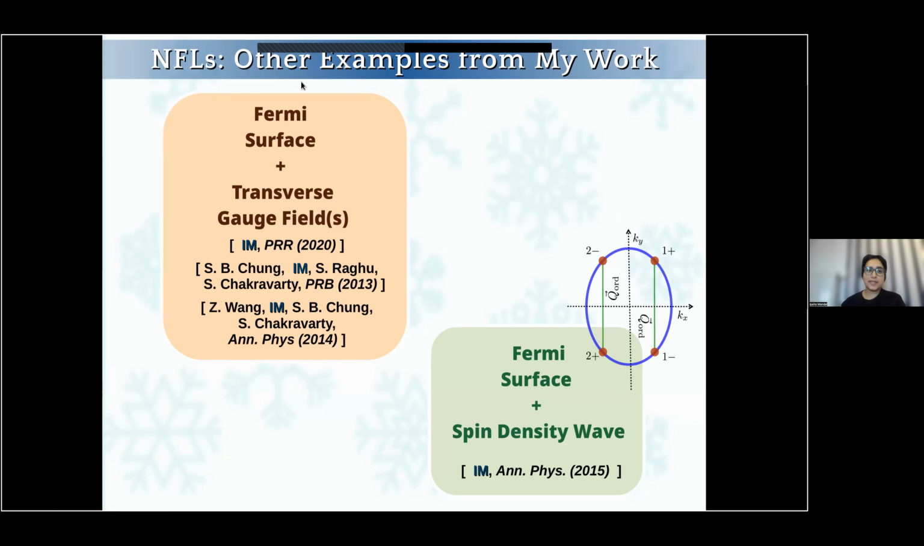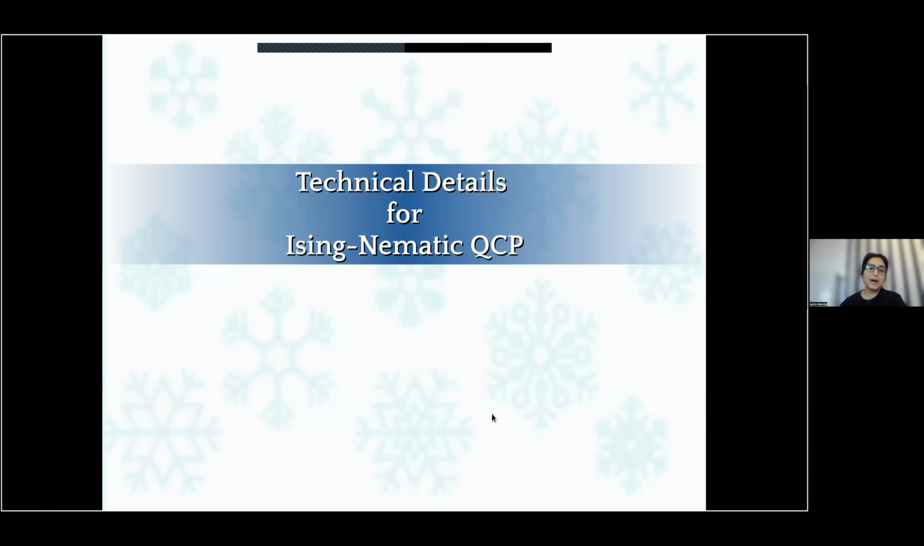Now, there are other examples where I considered a Fermi surface interacting with one or more transverse gauge fields, or a Fermi surface interacting with the spin density wave order parameter. Now, let me give you some technical details for solving this Ising nematic quantum critical point.